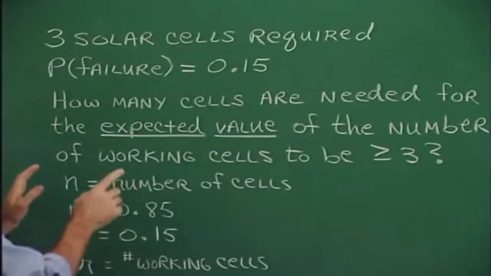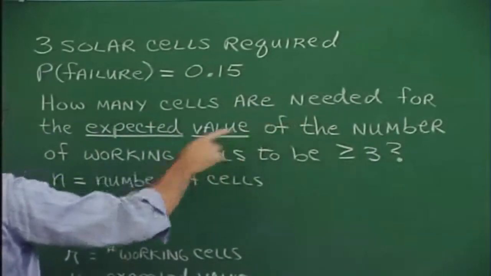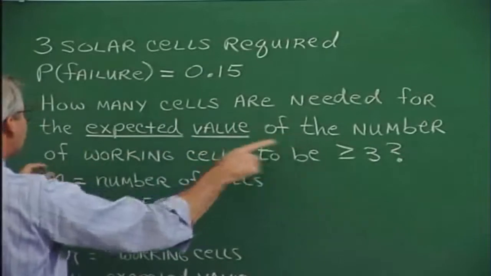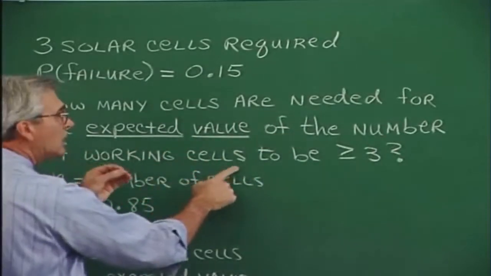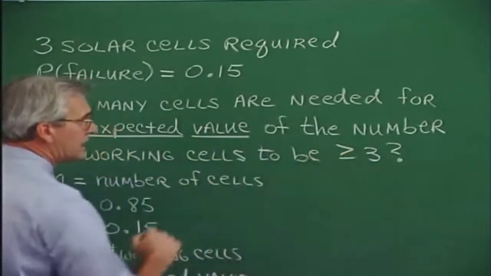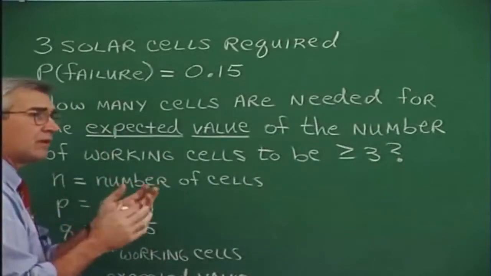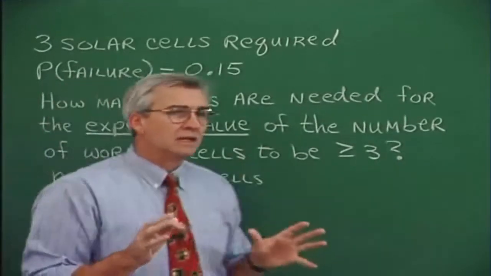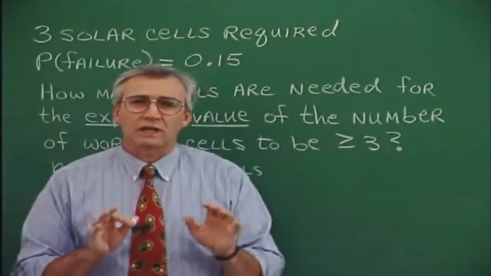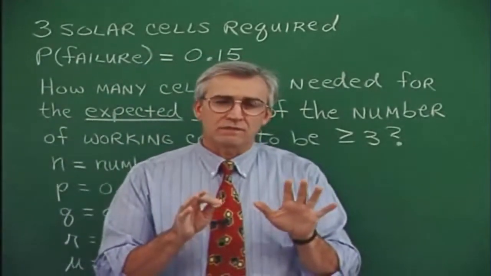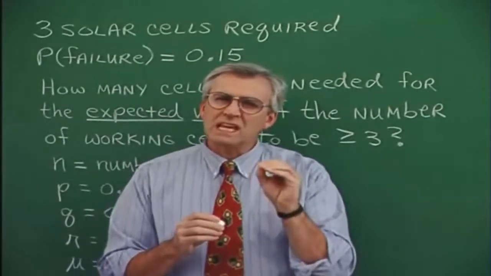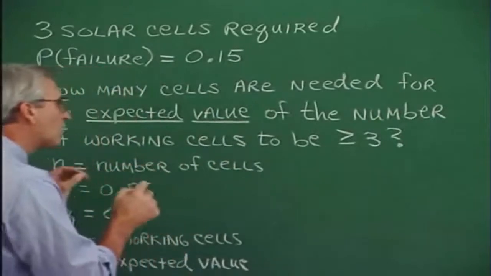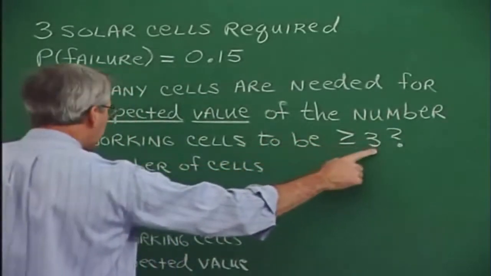Now we'd like to figure out how many cells are needed for the expected value of the number of working cells to be greater than or equal to 3. That is, for the average number. Now when I say average, I'm loosely, informally talking about the mean. So the mean number, we want the mean number of working cells to be greater than or equal to 3.